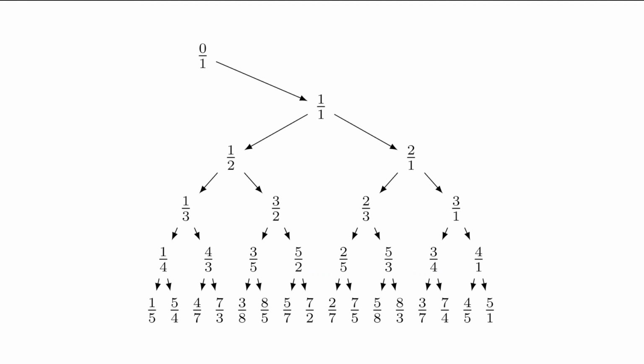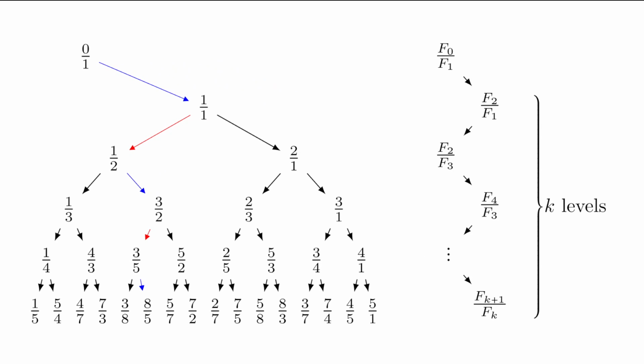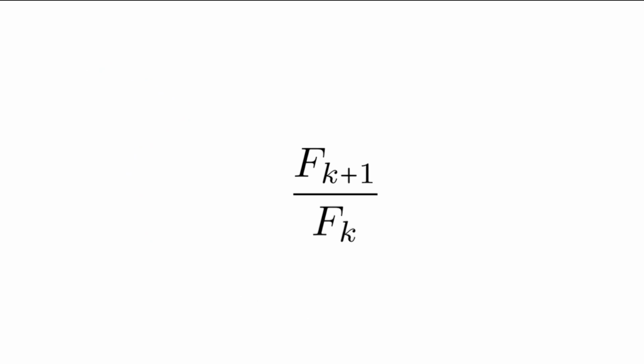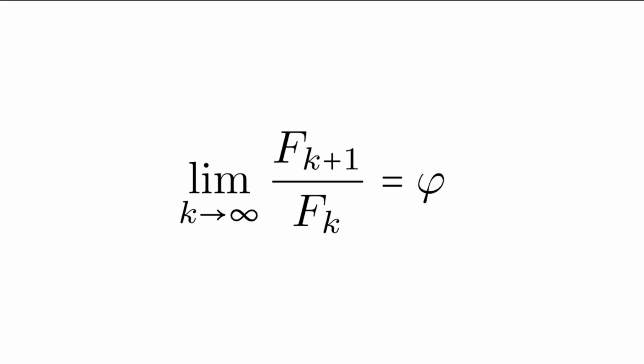In the Calkin-Wilf tree, we see those Fibonacci numbers appearing here, beginning at the start token 0/1. The pattern to notice is that after k movements down the tree, ending with a right movement, we arrive at a ratio of Fibonacci numbers whose limit as k goes to infinity is the golden ratio.